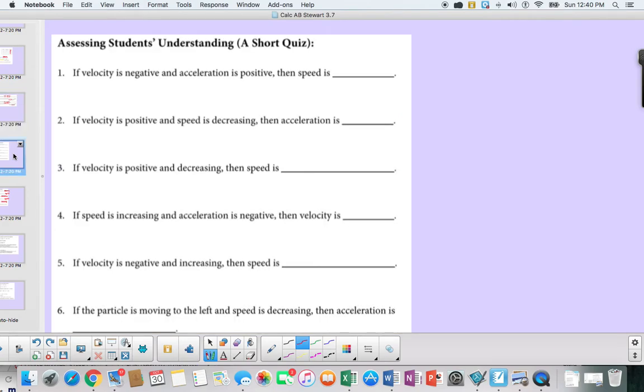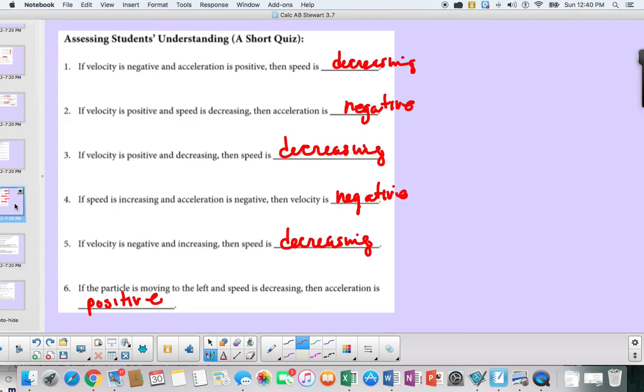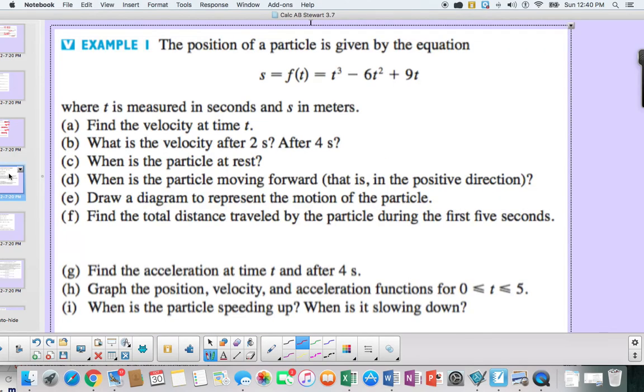Here's a little test. Let's see if you can finish it. Stop the screencast and do it. And here are the answers. This is an example from Stewart. These are the kinds of questions that you need to be able to answer. And here are the answers.